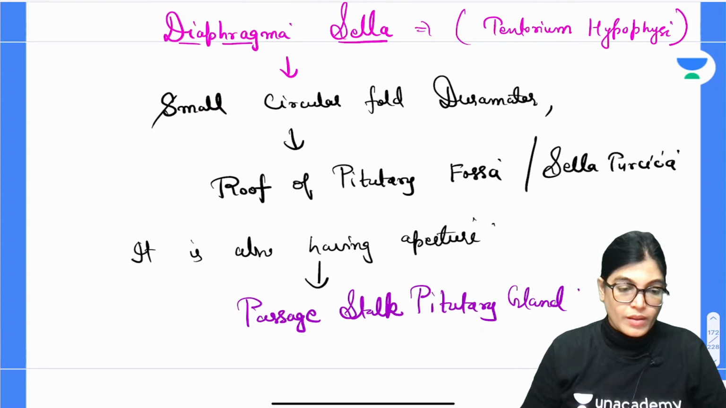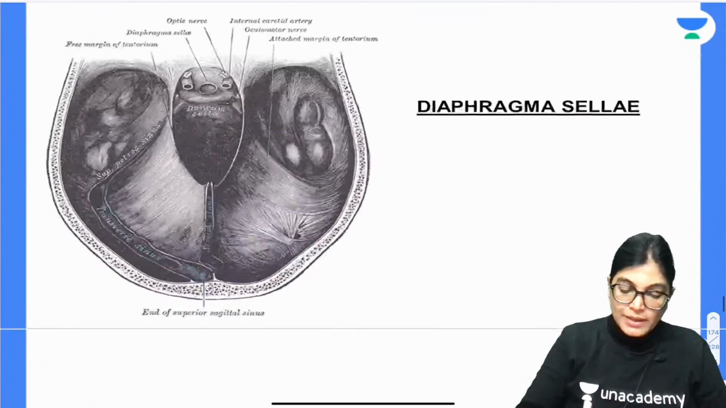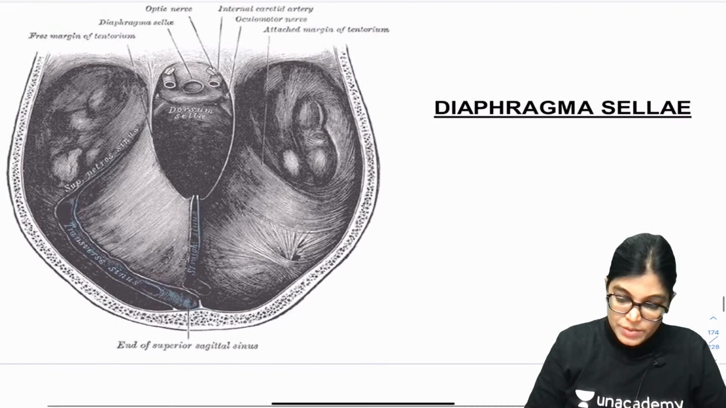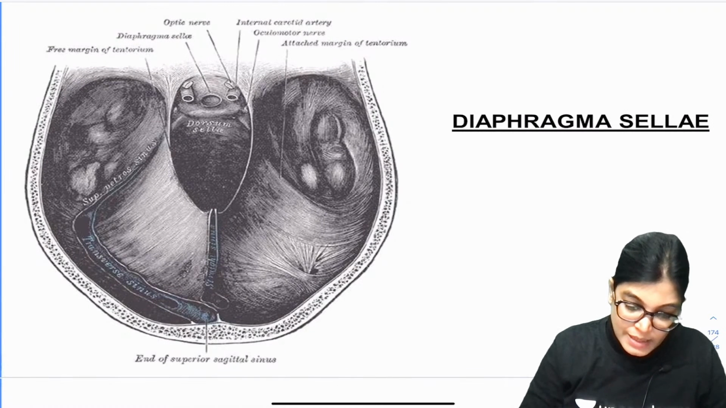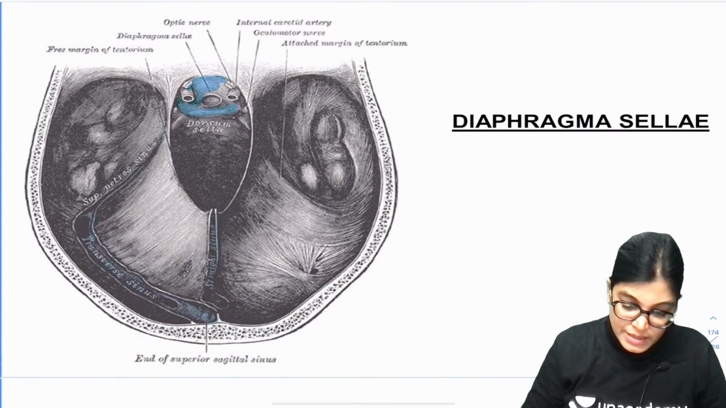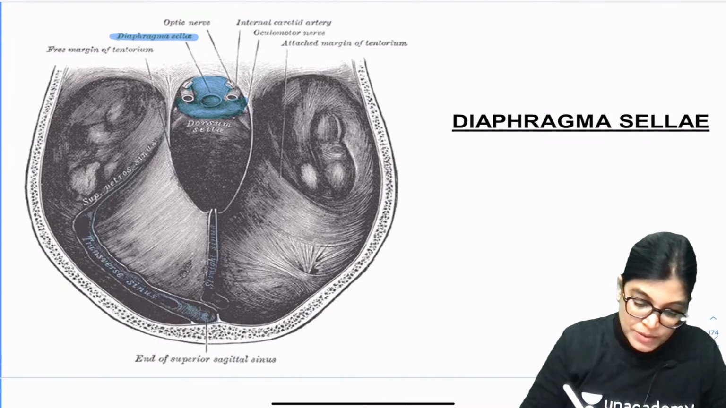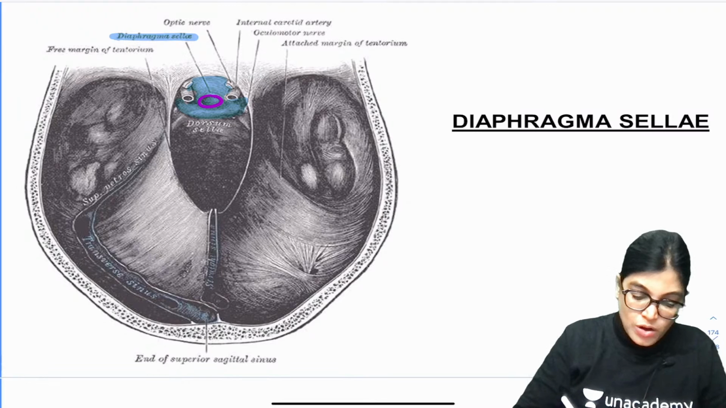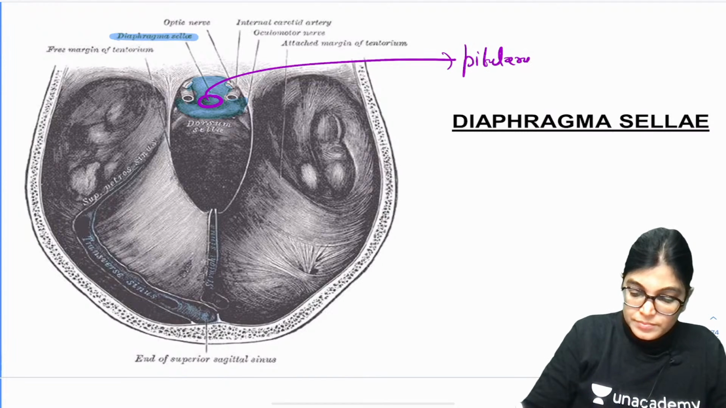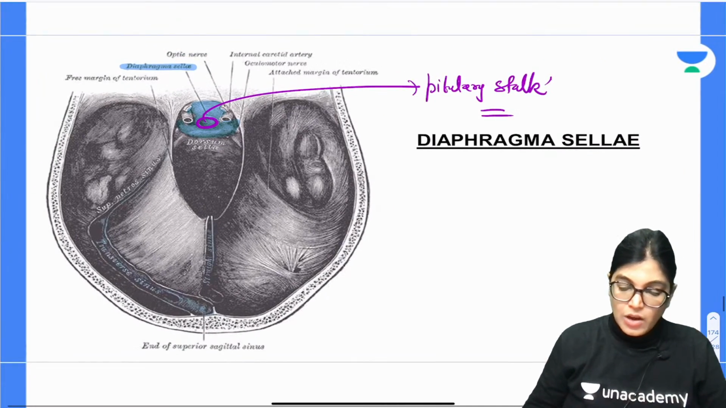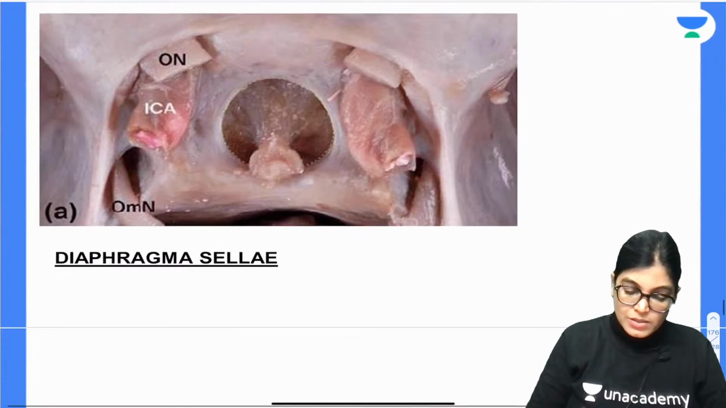Now I would like to show you this diagram, where let me highlight the diaphragma sella. This structure is the diaphragma sella. Here there is also a gap in the diaphragma sella, and this gap is for the pituitary stalk.